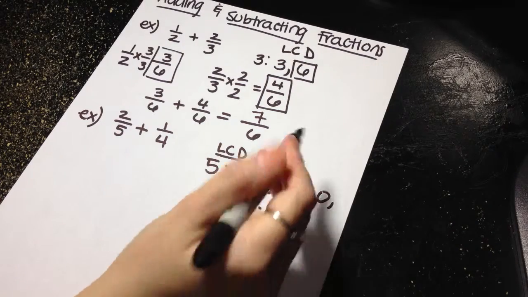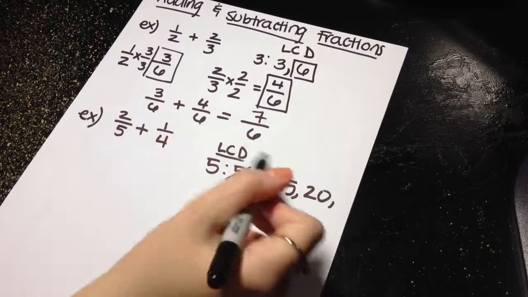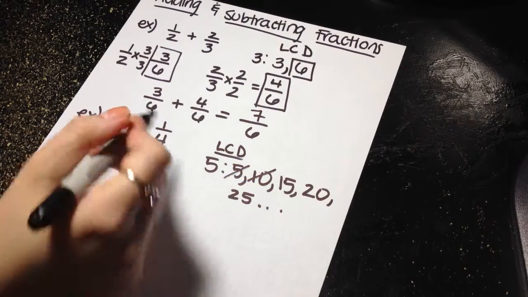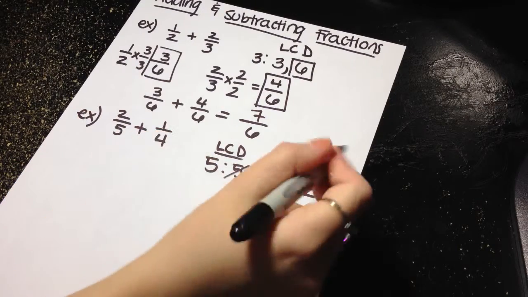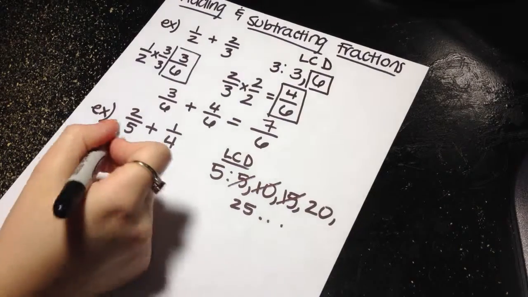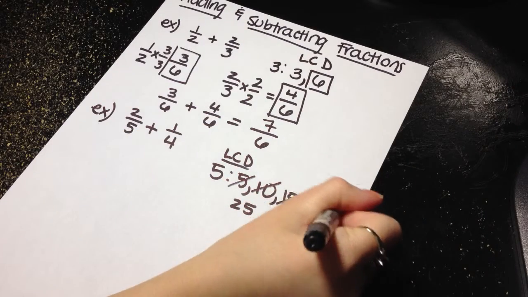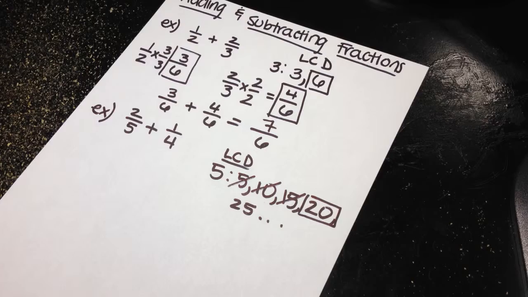4 does not go into 5 evenly, so that doesn't work. 5 goes into 10, but 4 does not go into 10, so that doesn't work. 5 goes into 15, but 4 does not go into 15, so that doesn't work. 5 goes into 20, and 4 goes into 20, so this works. So my new denominator is 20.